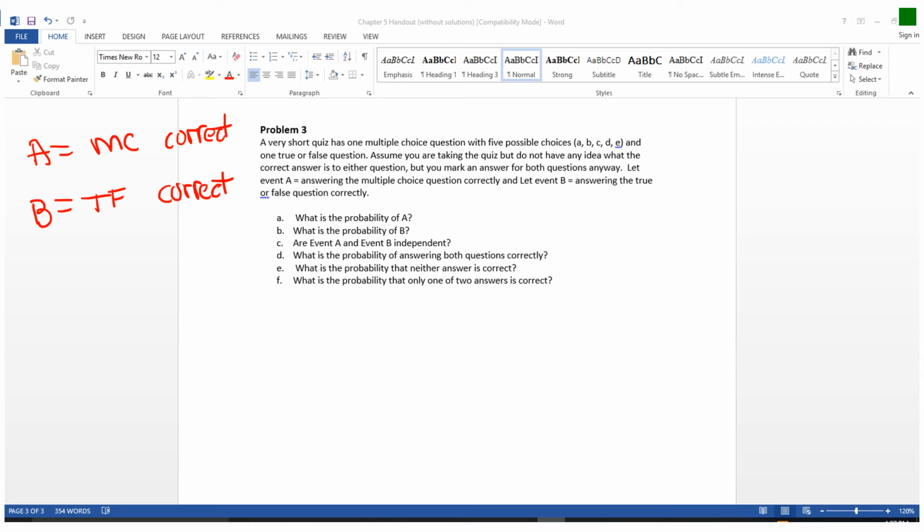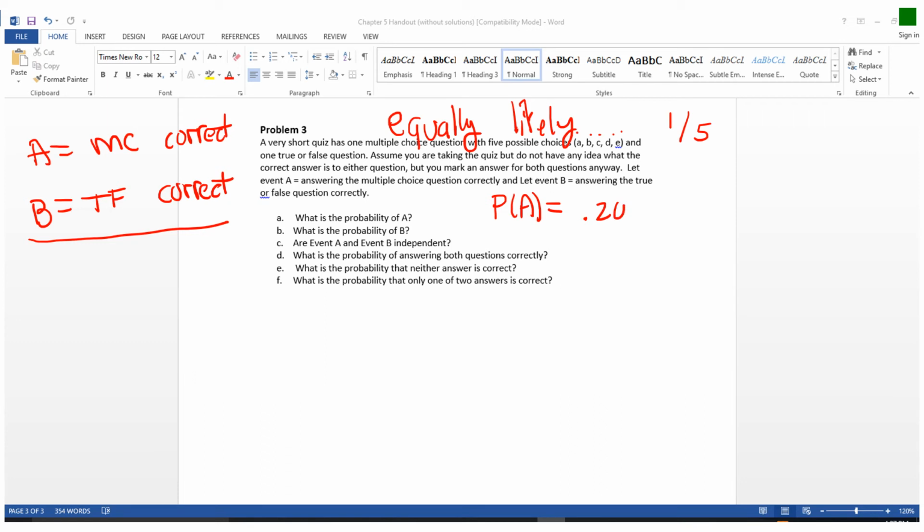So to answer the first one, this is going to be this equally likely scenario, okay? Because, for example, for the multiple choice, you've got 1, 2, 3, 4, 5 outcomes, guys. You've got a 1 in 5 chance of just randomly guessing. One of those is the correct answer. So the probability of each of these outcomes is 1 over 5. So to get the probability of getting the multiple choice question correctly, if that's the probability of A, you'd say that's 1 over 5, which is 20% or 0.20.